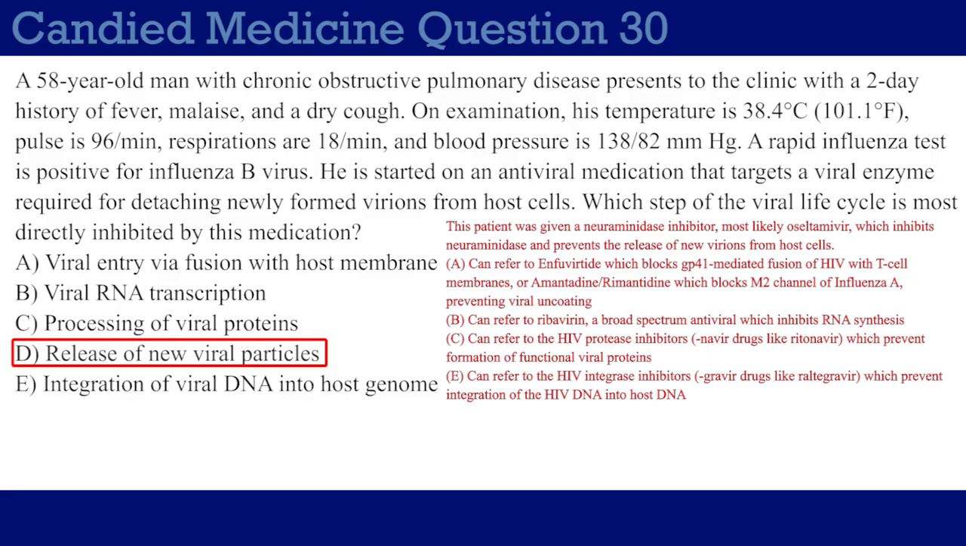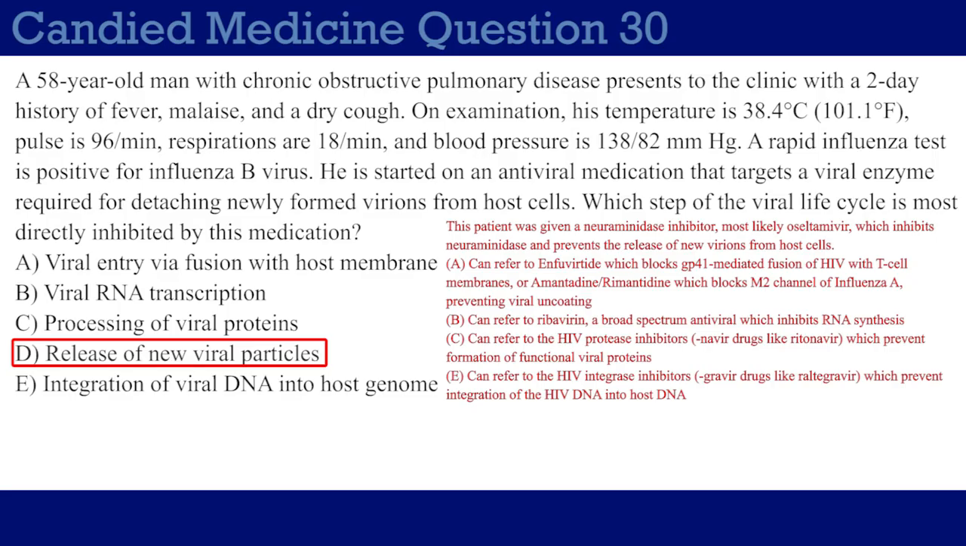This actually can be very high yield if you're talking about HIV protease inhibitors, which are the navir drugs, like ritonavir. HIV drugs in general are pretty high yield. I guess another thing worth noting here is that ritonavir is a P450 inhibitor. That comes up once in a while.